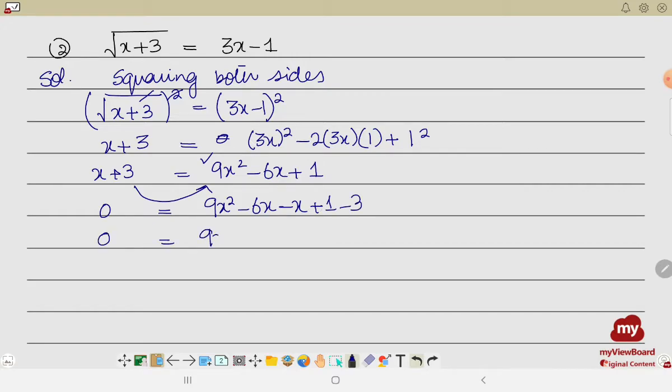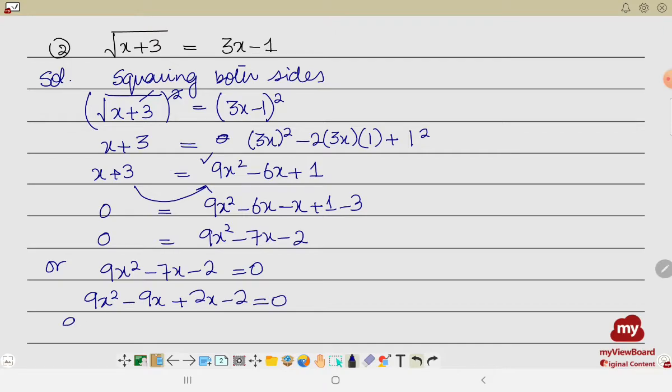So we'll get 9x square minus 7x minus 2. Or you can even write down the equation like this: 9x square minus 7x minus 2 equals 0. So 9 times 2 is 18. Let's see, can we break the middle term? Yes, we can. So here we'll have 9x square minus 9x plus 2x minus 2 equals 0. Again we got 4 terms, so we'll pair them up and take common factors. From the first two terms we have 9x as common, and we are left with x minus 1. From the last two we have 2 common, and we are left with x minus 1.